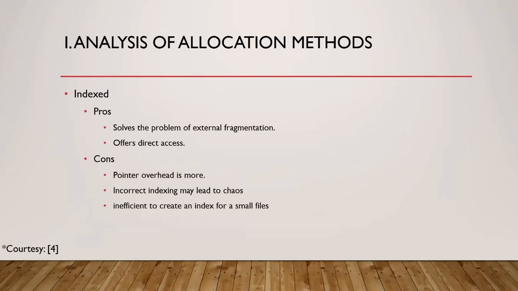And obviously, if your program size is small, suppose your program is very small, will you go for indexed allocation? Though the benefits are more in comparison to contiguous or linked allocation, maintaining an index and creating an index will add complexity in space and time also. So that's why we normally don't go for index creation for small files. And again, incorrect indexing, meaning incorrect pointer handling, may lead to chaos. You'll move to a totally different location.